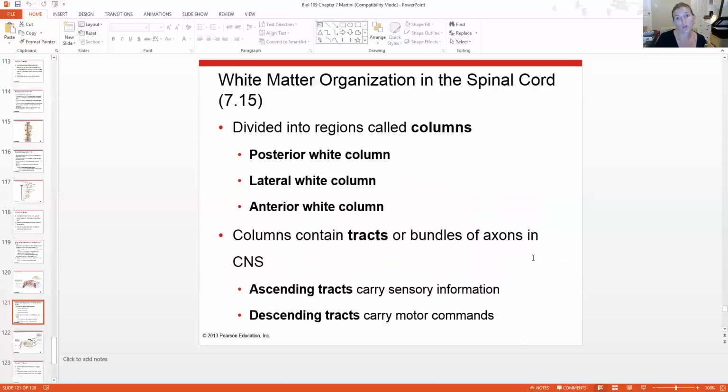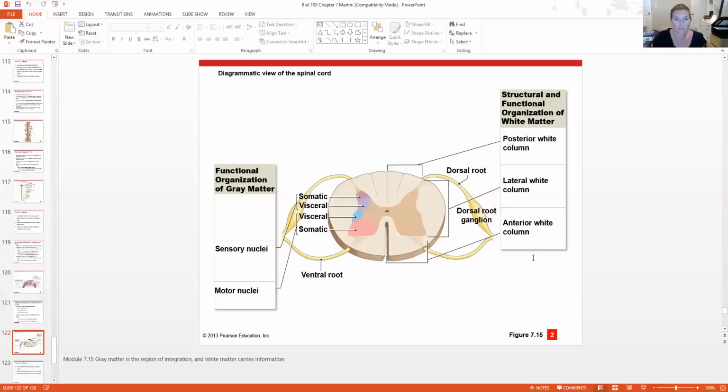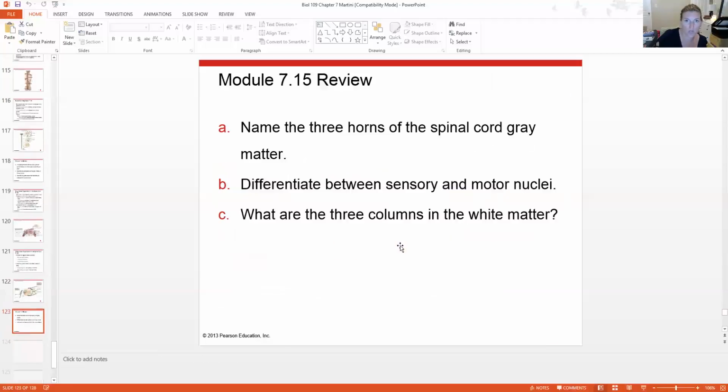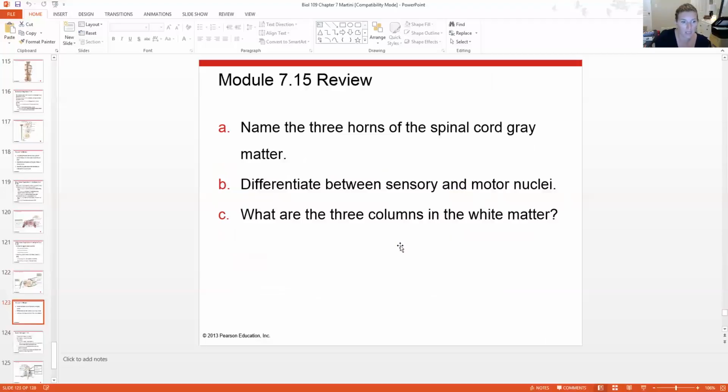The white matter is called columns. Gray matter's horns, white matter's columns in the spinal cord. You have a posterior white column, a lateral white column, and an anterior white column. The columns are containing tracts or bundles of axons, which are coming and going. You have ascending tracts going up to the central nervous system and descending tracts carrying motor commands out of the central nervous system to the periphery. So here you see the organization of the gray matter nuclei and our white columns. You can pause the video, go back and review.